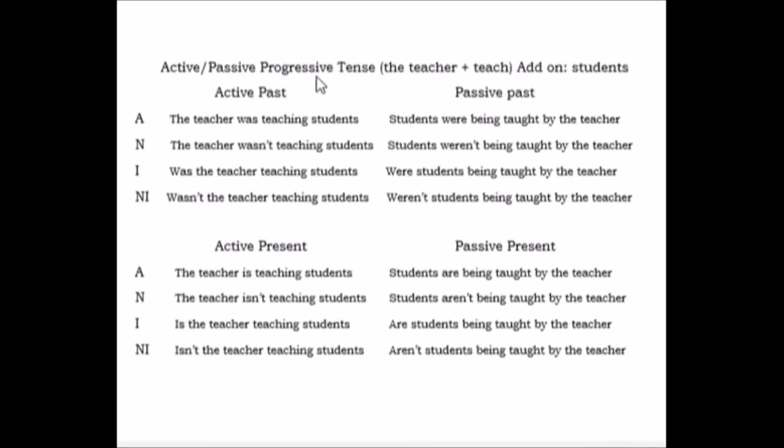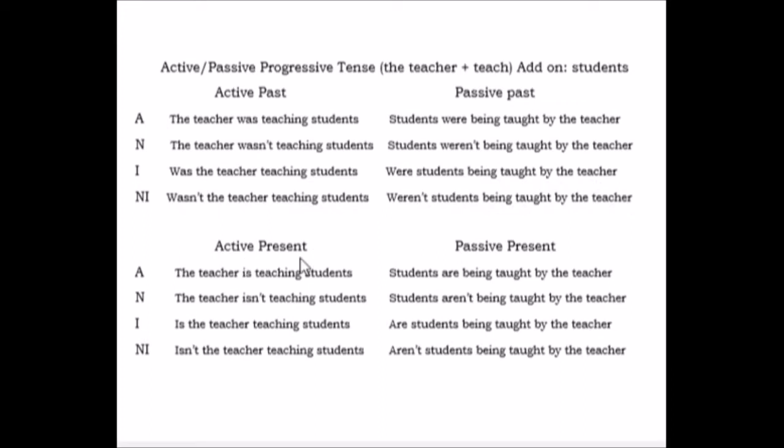Let's look at the progressive tense, also known as the continuous tense, starting with the active past. The teacher was teaching students becomes students were being taught by the teacher in the passive past. The teacher wasn't teaching students becomes students weren't being taught by the teacher. Was the teacher teaching students becomes were students being taught by the teacher. Wasn't the teacher teaching students becomes weren't students being taught by the teacher.